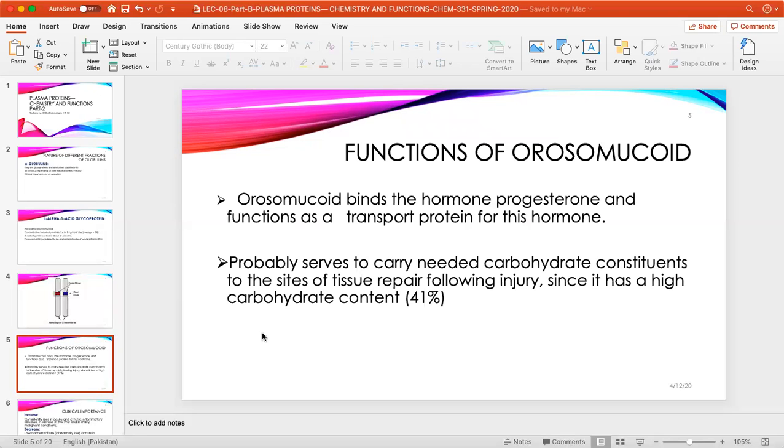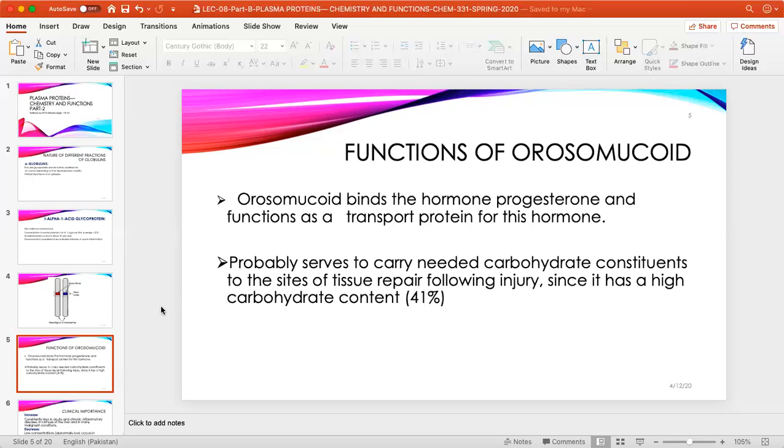Next, we come to the functions of orosomucoid. So orosomucoid actually binds the hormone known as progesterone, and functions as a transport protein for this hormone. So probably this serves to carry needed carbohydrate constituents to the sites of tissue repair following injury, since it has a high carbohydrate content, 41%. So this is the function of that. It provides carbohydrate constituents where the tissues are injured and they need repairing.